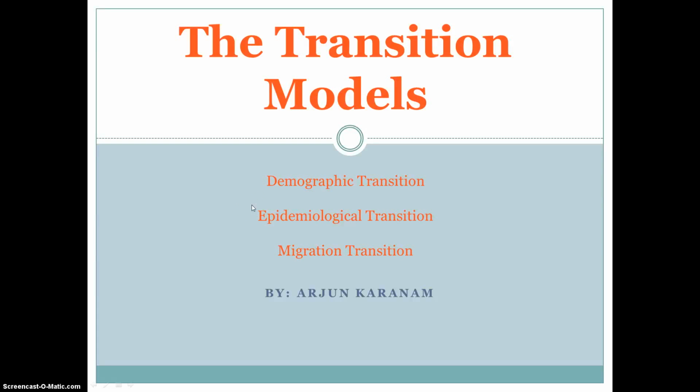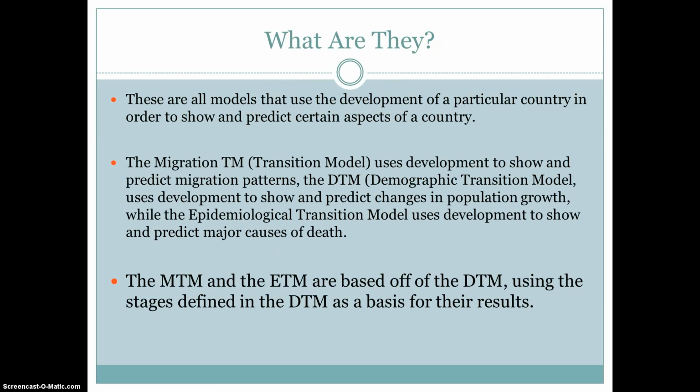Hello everyone, my name is Arjun Karanam, and today I'm going to be showing you my Unit 2 AP Human Geography review video. In this video, the subject of review is going to be the transition models. The transition models are the demographic transition model, the epidemiological transition model, and the migration transition model. So let's look at it.